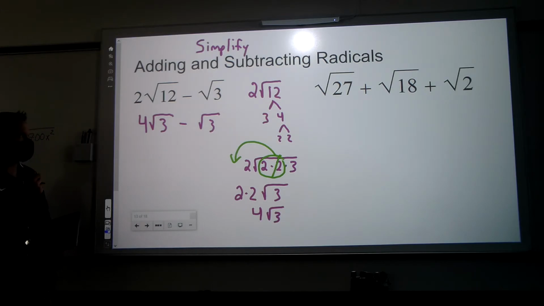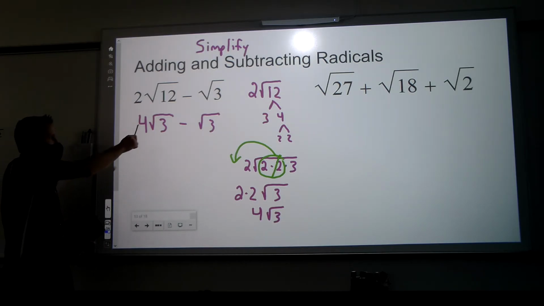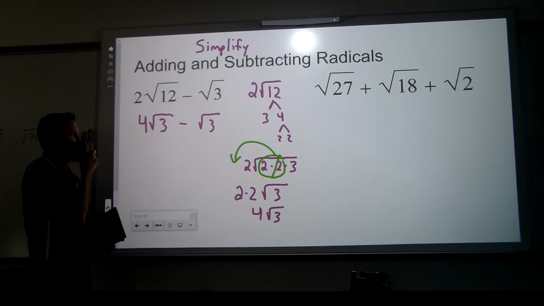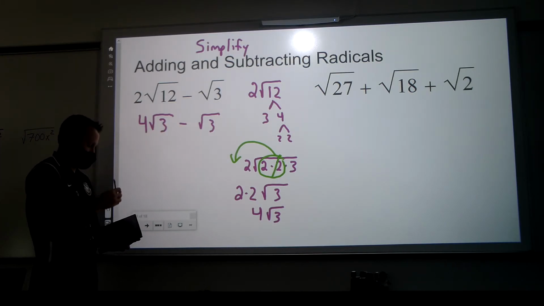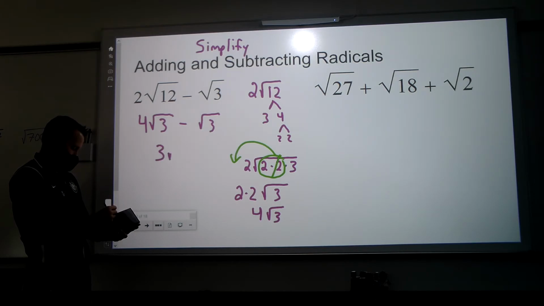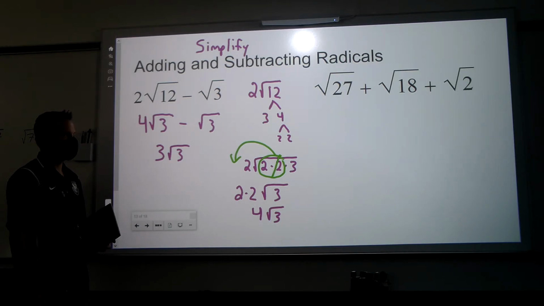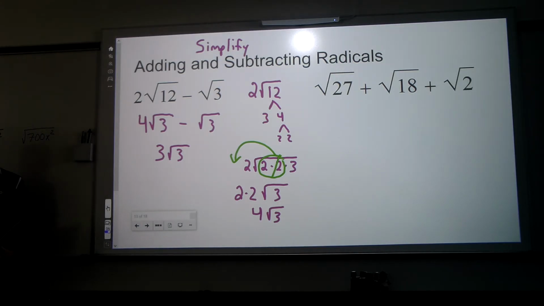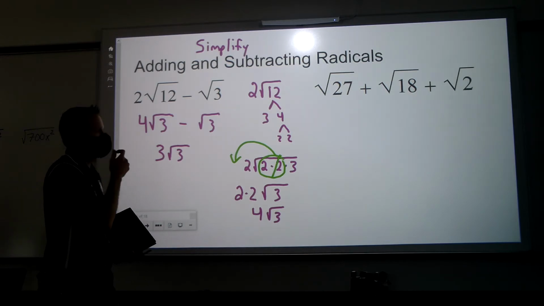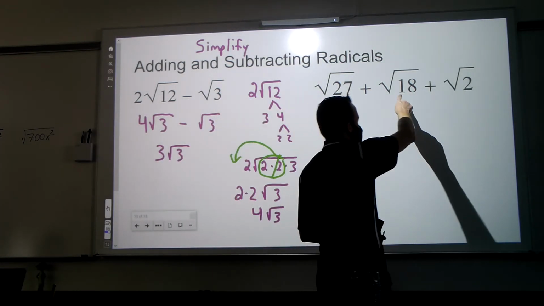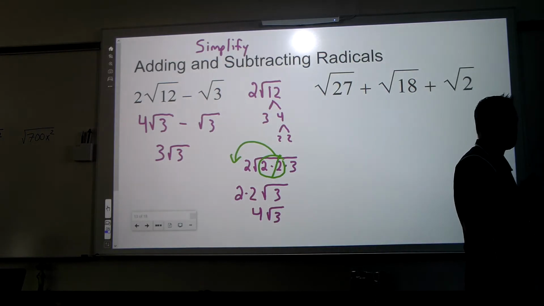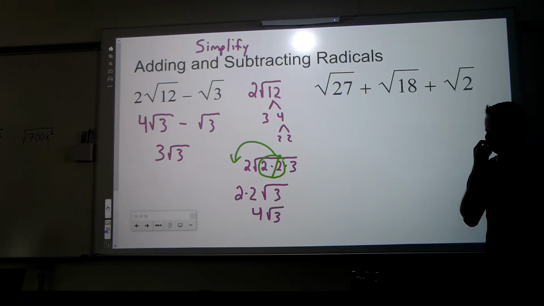Now that I've simplified, can we combine those? They're both square roots. The radicand is both 3. So what's 4 square roots of 3 minus 1 square root of 3? 4 minus 1 is 3 square roots of 3. Does that make sense how we did that there? So before you just say they're not the same, you can't do anything, you actually need to take a step back and simplify it. So on this next one, I have the square root of 27, the square root of 18, the square root of 2. Nothing's the same to begin with, but maybe they will be the same once we simplify.